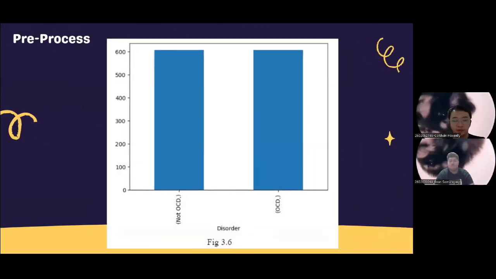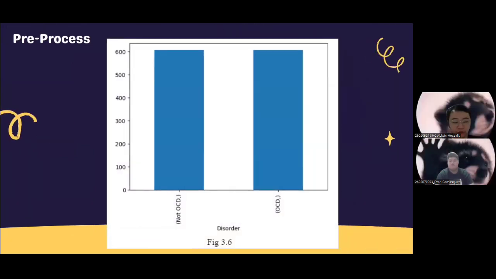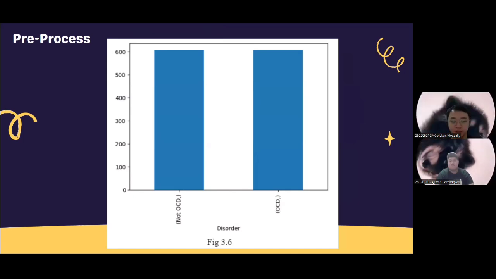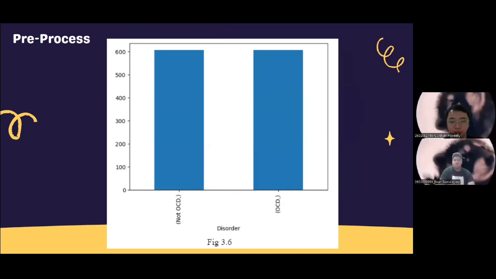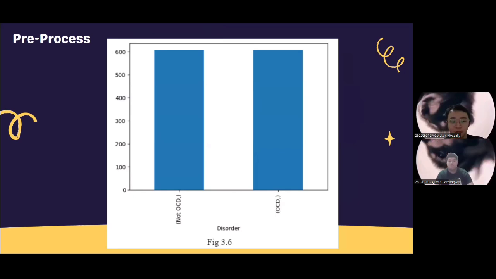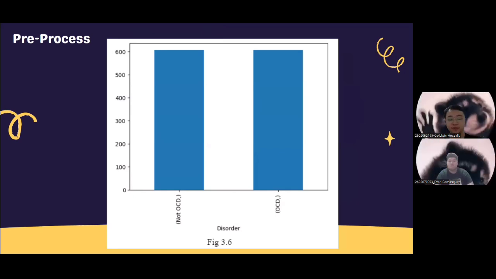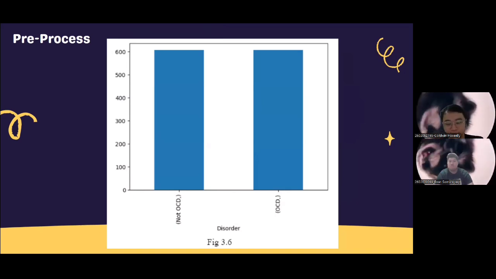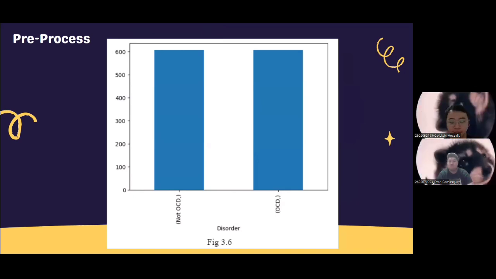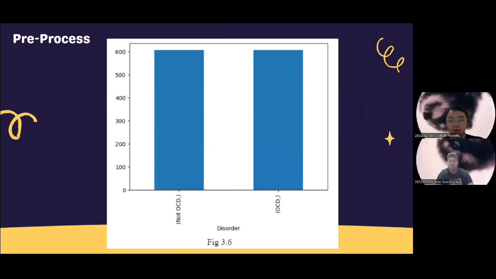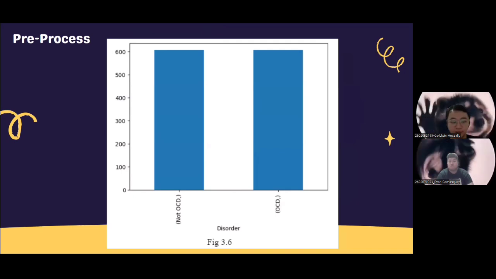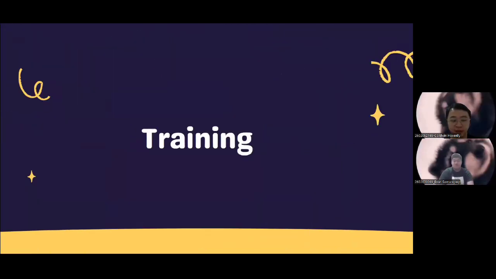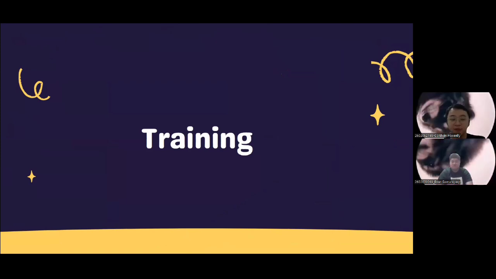Pre-processing. In the pre-processing, we use the SMOTE method, because the frequency distribution between the OCD and non-OCD labels is imbalanced. So we use the Synthetic Minority Oversampling Technique to balance the classes. After that, we do the standardization so that the data is more standard. In training, we split the data into 80% for training and 20% for testing.